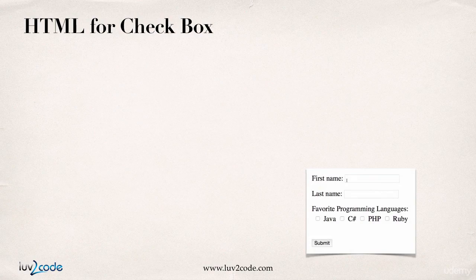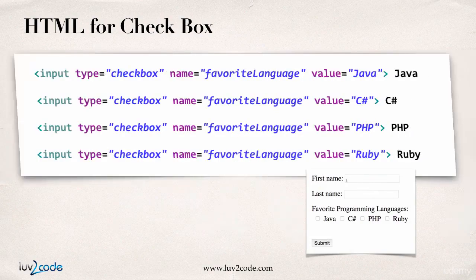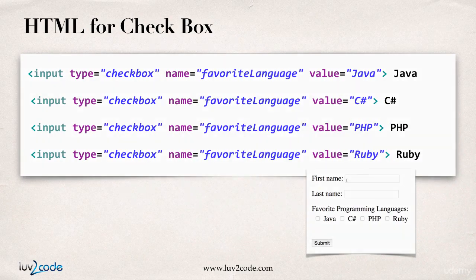All right, so let's go ahead and look at the code here for HTML checkboxes. So it's very similar to radio buttons. The only difference is the actual input type. So instead of type radio, we say type equals checkbox. And other than that, everything else stays the same. So input type of checkbox, name favorite language, value of Java with the label off to the far right. And you can just repeat that process for each one of the languages, C#, PHP, and Ruby. So again, very similar. The only thing new is the type equals checkbox.